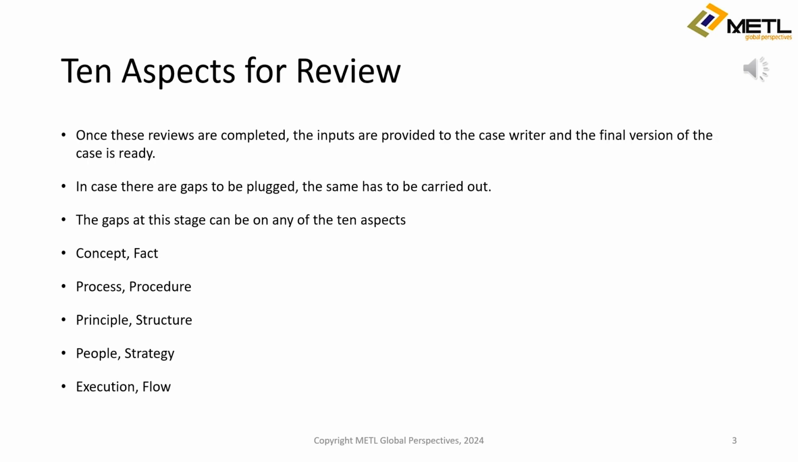10 aspects for review. Once these reviews are completed, the inputs are provided to the case writer and the final version of the case is then ready. In case there are gaps to be plugged, the same has to be carried out. The gaps at this stage can be on any of these 10 aspects: concept and fact, process and procedure, principle and structure, people and strategy, execution and flow.